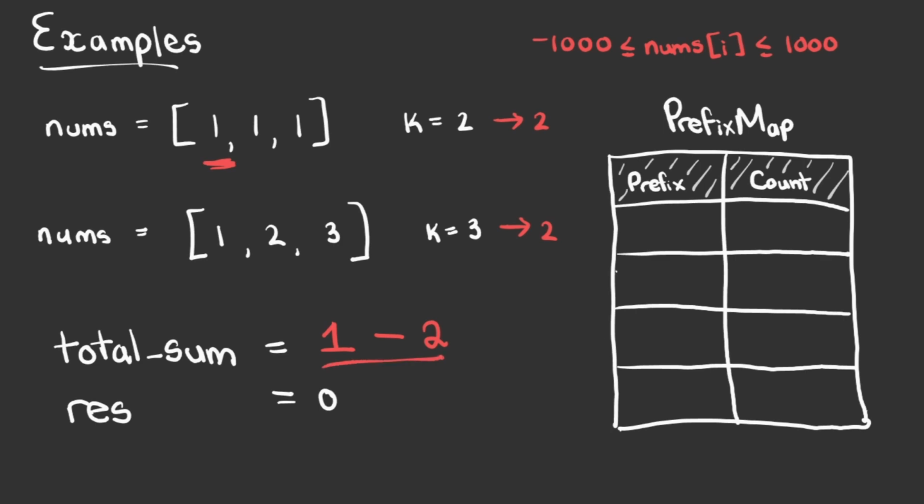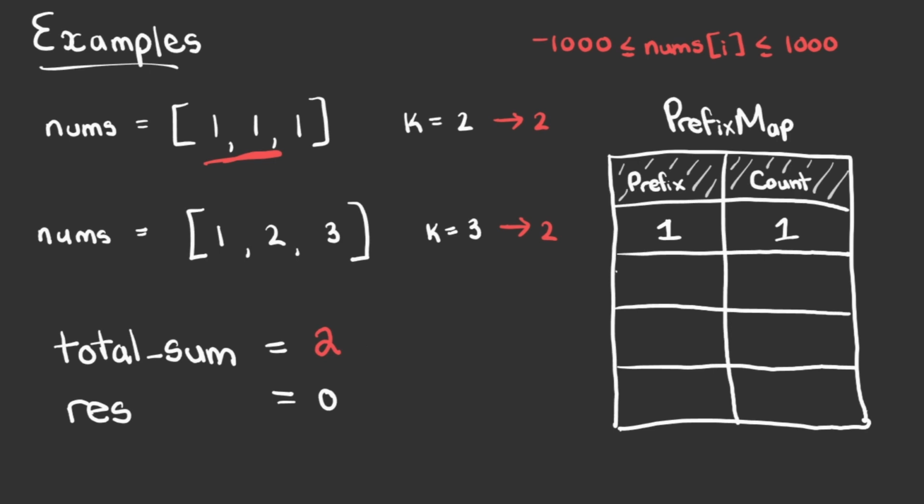So 1 minus 2 is -1, and since there's nothing in the prefix map yet, we can't actually chop off any value. So then we add the total sum value into the prefix map. We simply say the prefix is 1 and the count is 1. Then we move to the second element in the array. Again, it's a 1, so we add it to the total sum value.